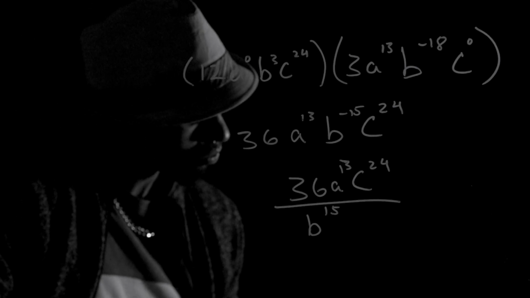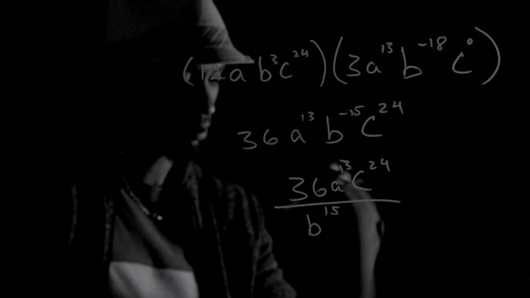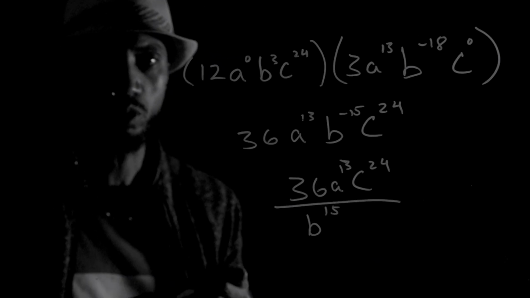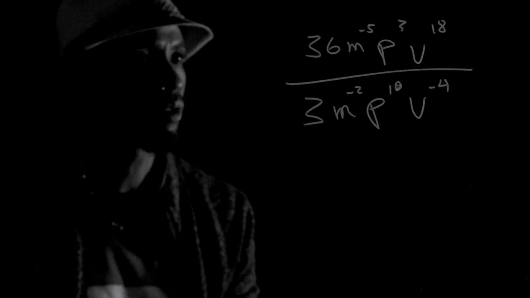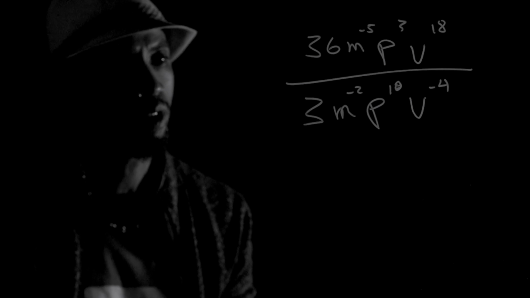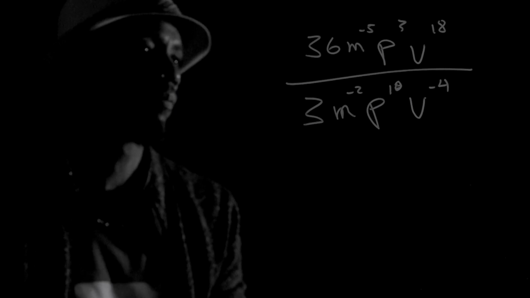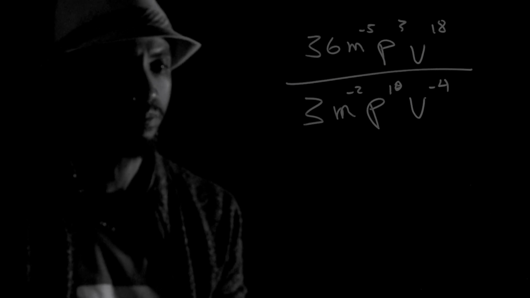Okay, so that's 4. Let's do 5. We're going to 10, guys. All right, 36m raised to the negative 5th power, p to the 3rd power, v to the 18th power, over 3m raised to the negative 2nd power, p to the 10th, v to the negative 4th.